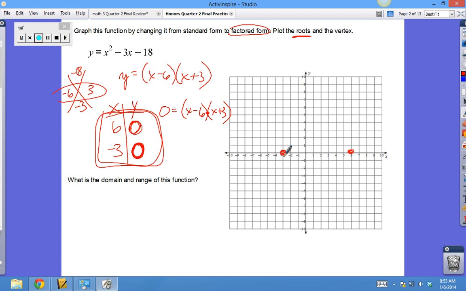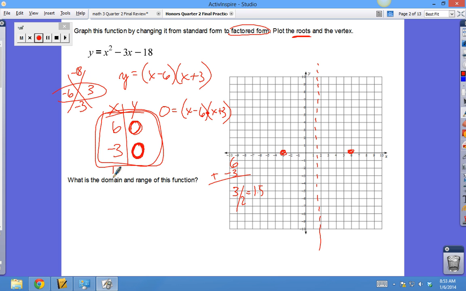Okay, now I just need to find the vertex. The vertex I know is going to be halfway between. It's going to be the midpoint of those two. So if I find the average of these two dots, if I take 6 and negative 3 and I add them together, that gives me 3, and cut that in half, that will give me the average. The average is exactly at 1.5. So I'm going to come over at 1.5, and that is my line of symmetry. I know the vertex is on that line, I just don't know where on that line.